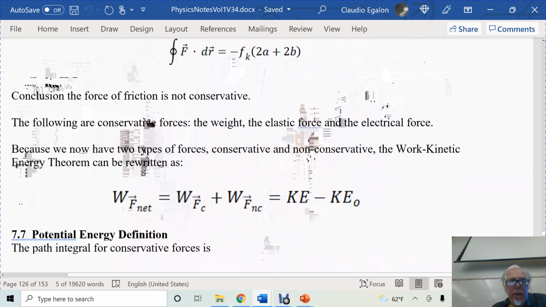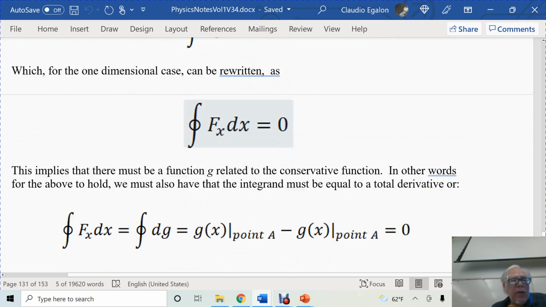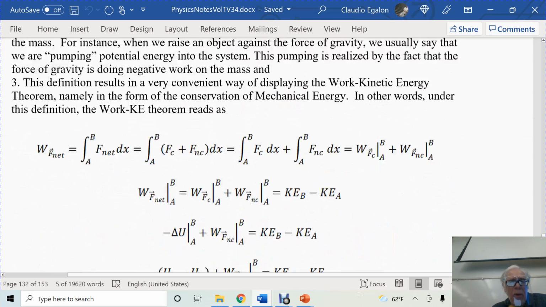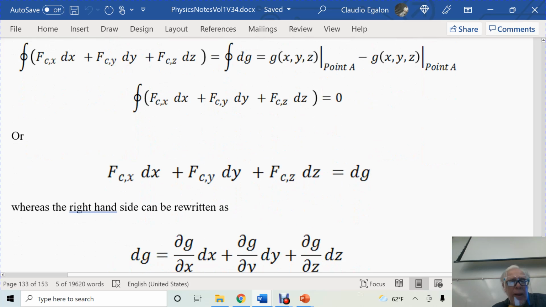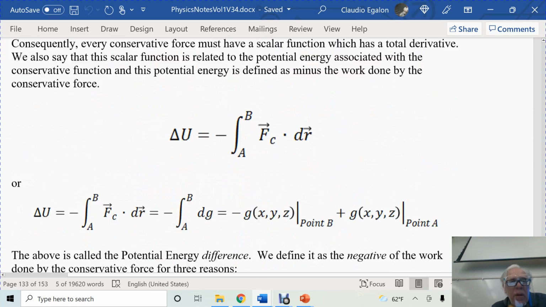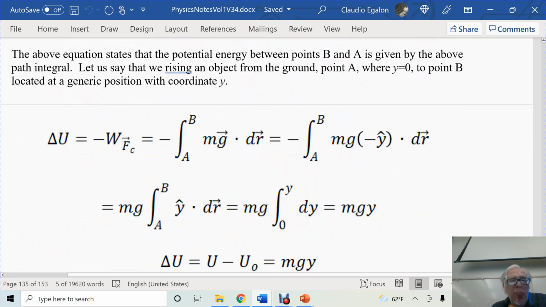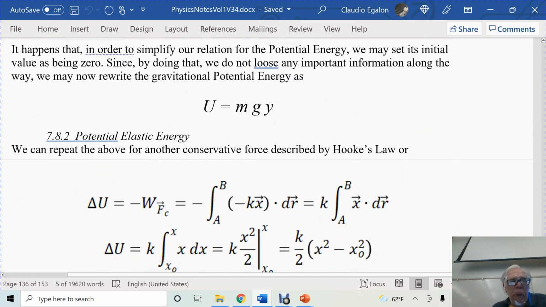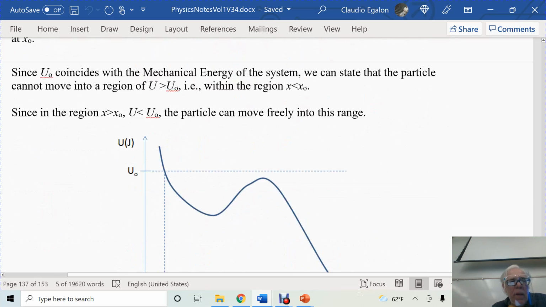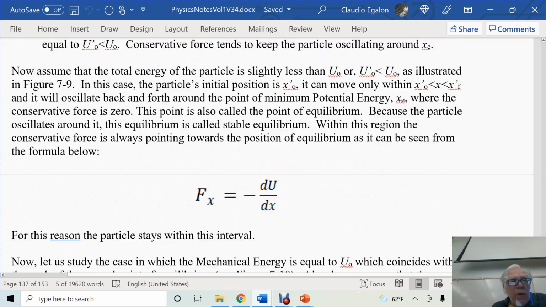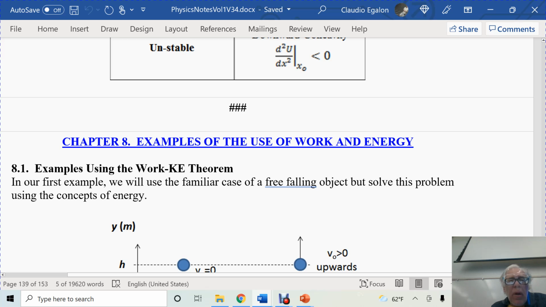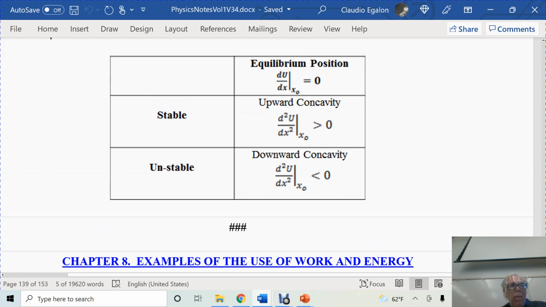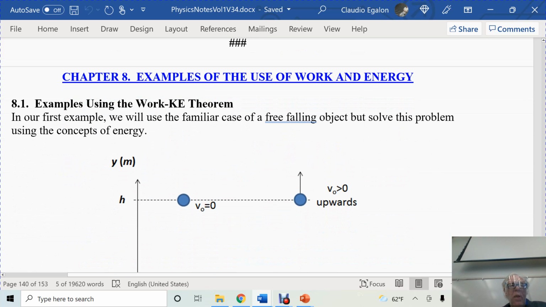Let me see. Don't go yet. Potential energy difference. I think that what you're seeing right now is chapter 8 in the book already. In my notes it's chapter 7. Types of potential energy. Let's keep on going. At this point, I'm quite sure that what you see here is chapter 8 in the book. Let me make sure. No, okay, so that must be chapter 7 in the book, and then chapter 8 is going to be examples of the use of work and energy.